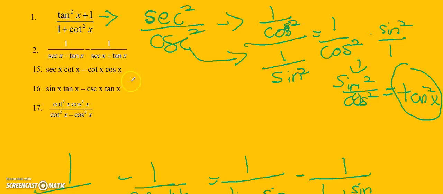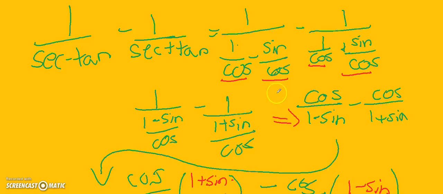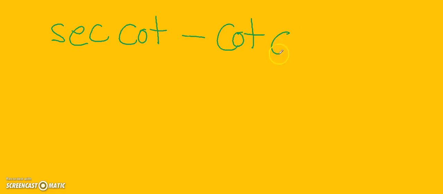So we have secant of x times cotangent of x minus cotangent of x times cosine of x, sorry. Let me just write this equation out. Okay, so I believe it was secant times cotangent minus cotangent times cosine. Again, if you don't know where to go for this, just simplify everything you know.